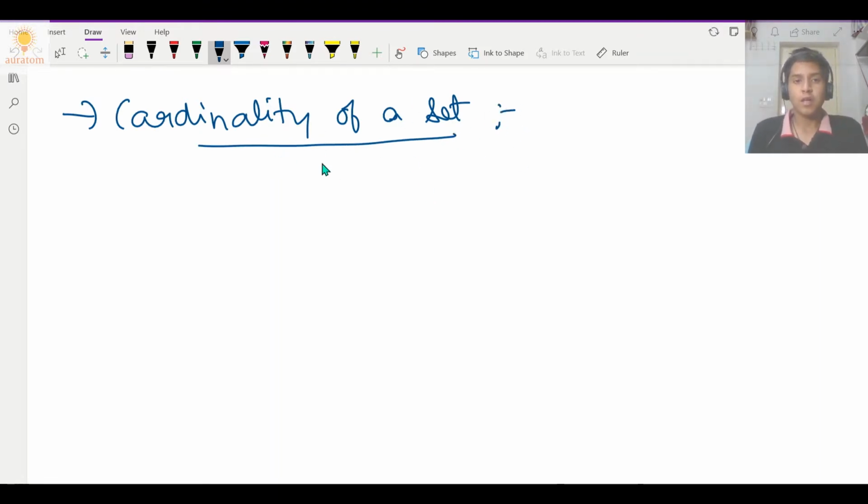So the cardinality of a set is a really simple concept, and it's just the number of elements in a set. Okay, so the cardinality of a set which contains some elements is equal to the number of elements which are there in the set, right? So let me take an example.